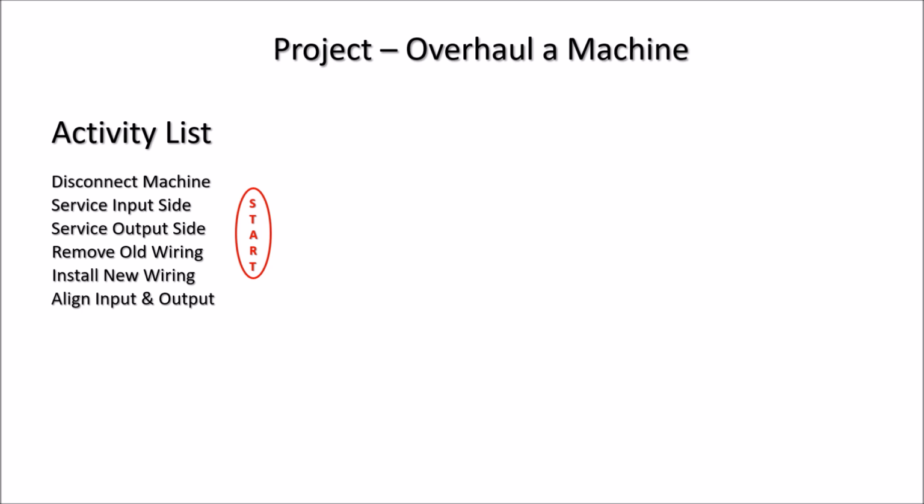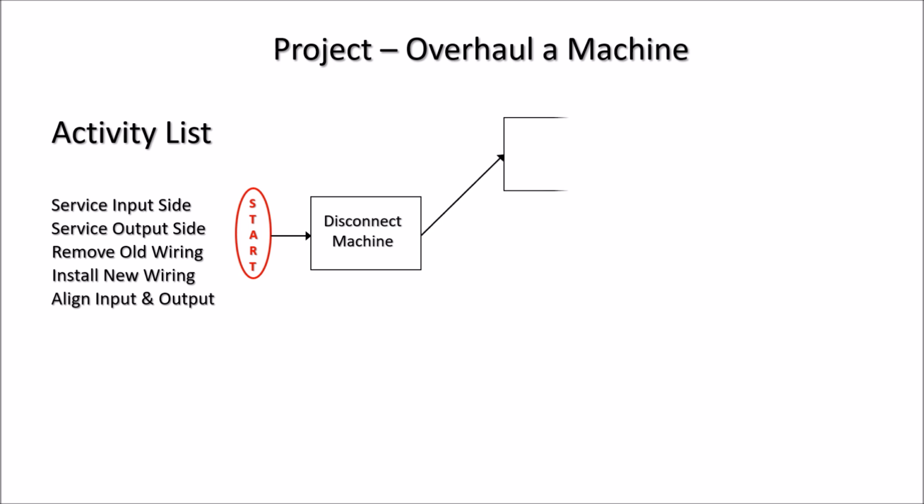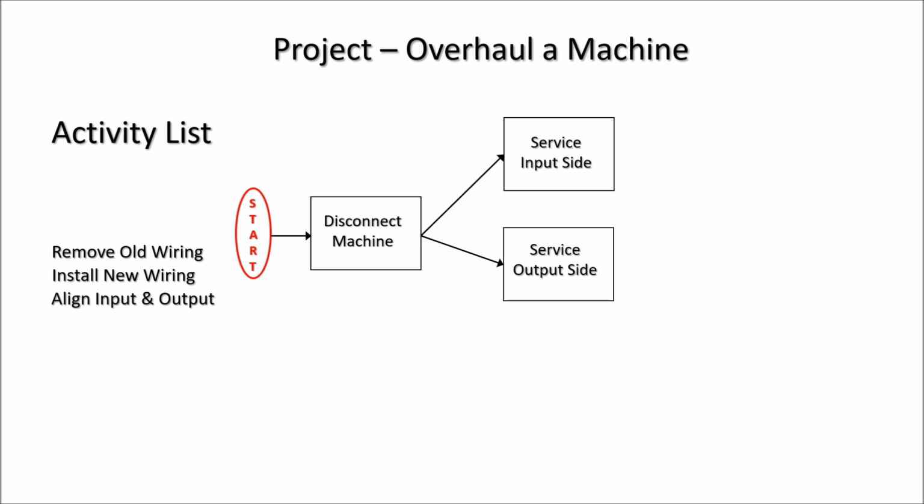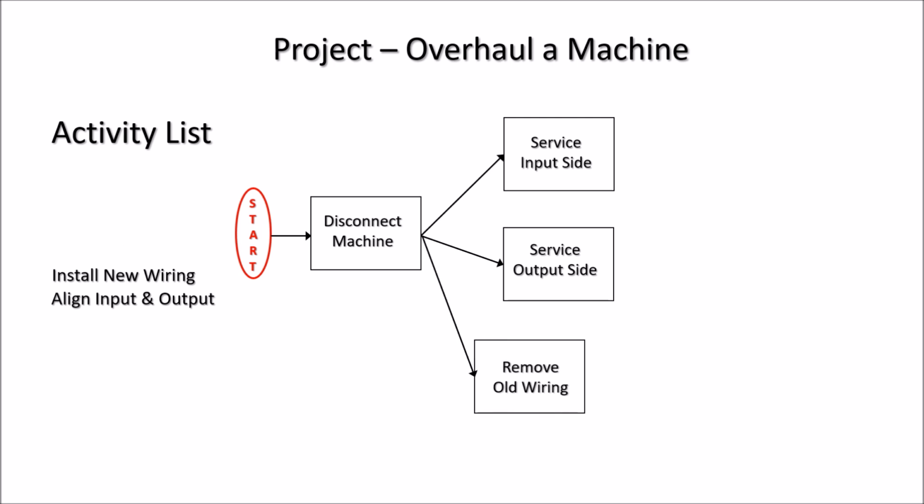And we start with, let's take the first one, disconnect the machine. We can do that immediately. So we put that one first in the sequence. Then we look at servicing the input side, and all we need to have complete before we start that is the machine must be disconnected. Then we look at service the output side, and that can be done as soon as the machine is disconnected as well. Then we remove the old wiring, and that can also start as soon as the machine is disconnected.